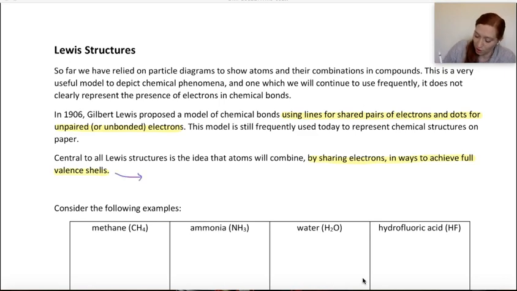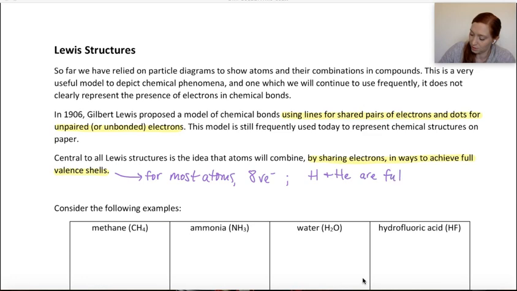Just a reminder that for most atoms, a full valence shell is 8 valence electrons. Some exceptions would be hydrogen and helium, which are full at 2 valence electrons. That's because they're small. They only utilize the first energy level of electrons, so that's only able to hold 2.